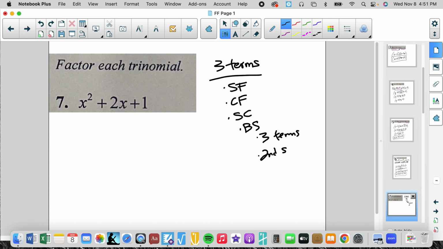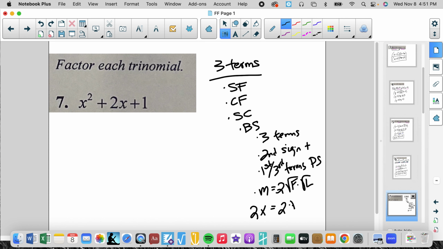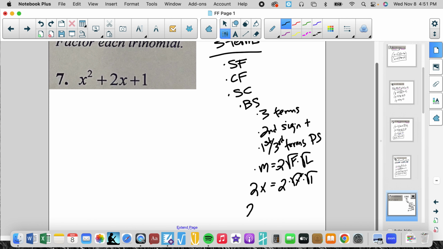Second sign is positive. The first and third terms are perfect squares. And here's the tricky thing. Is my middle equal to 2 times the square root of the first times the square root of the last? So is my middle term 2x equal to 2 times the square root of x squared times the square root of 1? If I simplify that, the square root of x squared is x, the square root of 1 is 1, and I get 2x equals 2x. So yes, it is a binomial square.